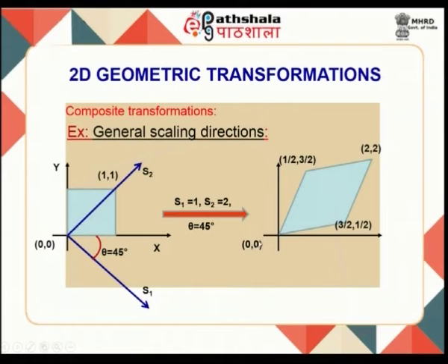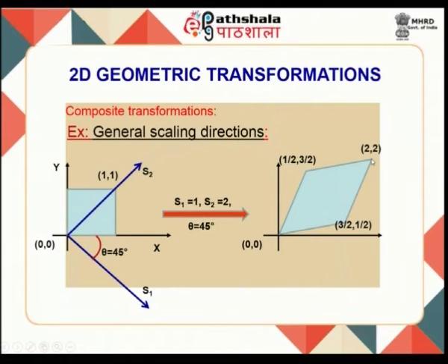So, look at the resultant shape. It is a parallelogram, slightly raised, and the bottom edge is not touching the x axis; it is slightly above that. Except for 0 0, the coordinates of the other 3 vertices have changed.